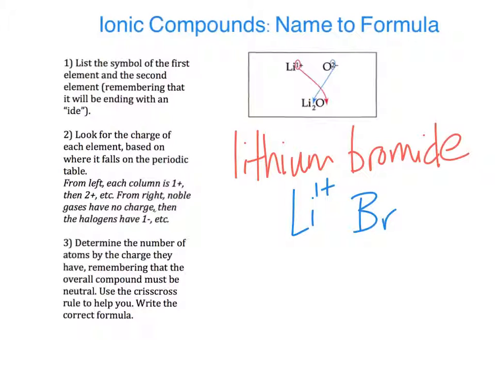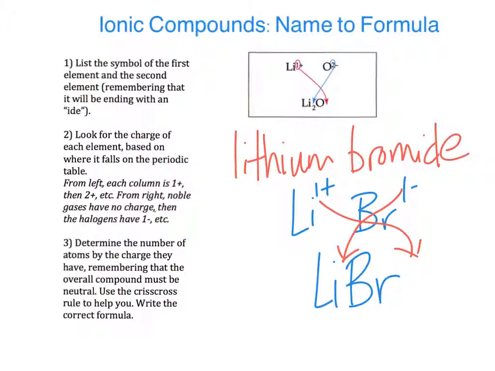And bromine is a halogen. They easily form 1 minus ions. Okay. Alright, so crisscross rule, I will rewrite these, and if necessary, write the numbers down there. But in this case, we have an equal amount of positive and negative charge. We have a 1 plus and a 1 minus, so they can combine in a 1-to-1 ratio, and we don't actually need to add any numbers. LiBr is the correct answer.